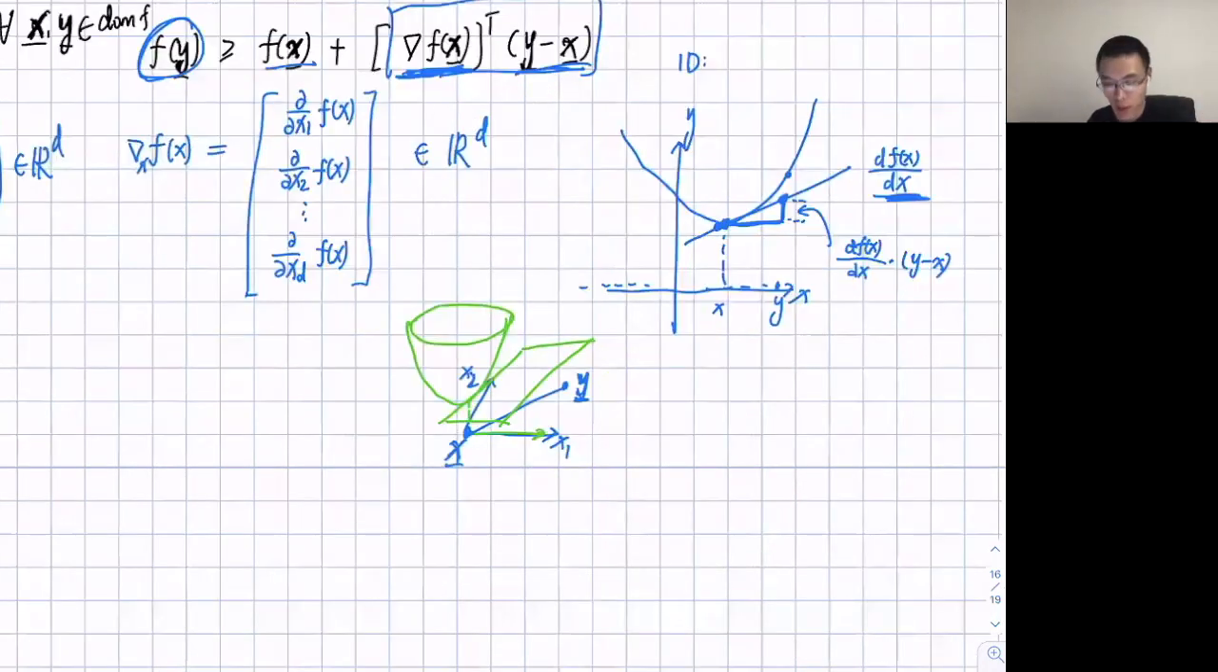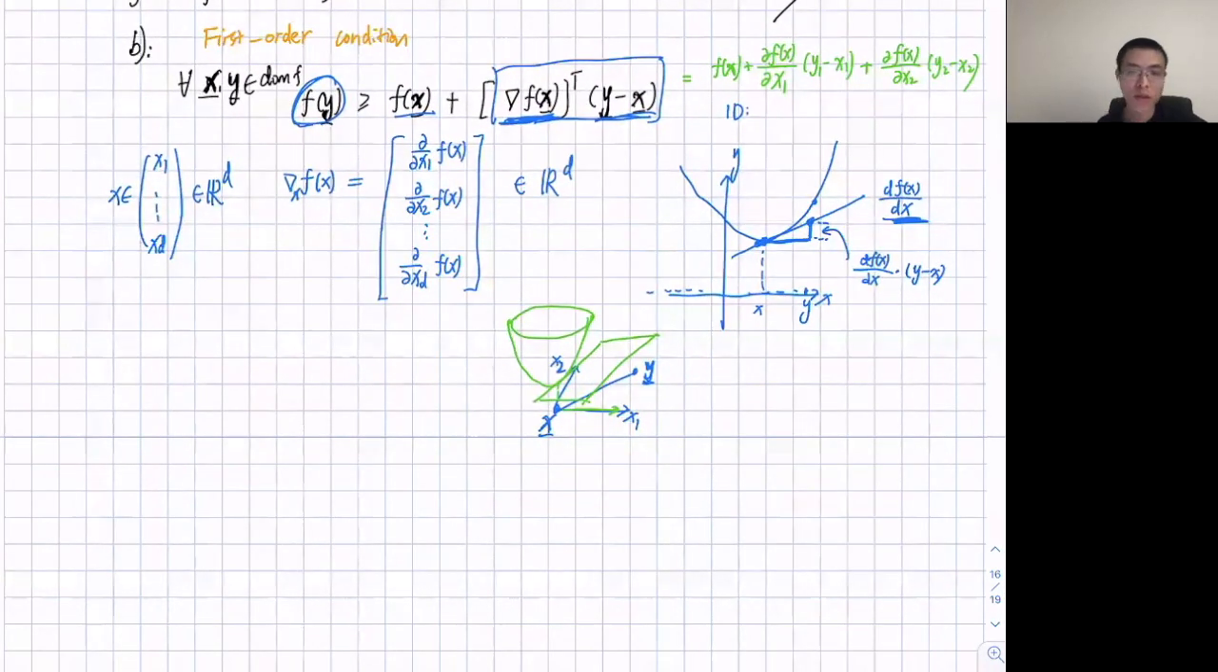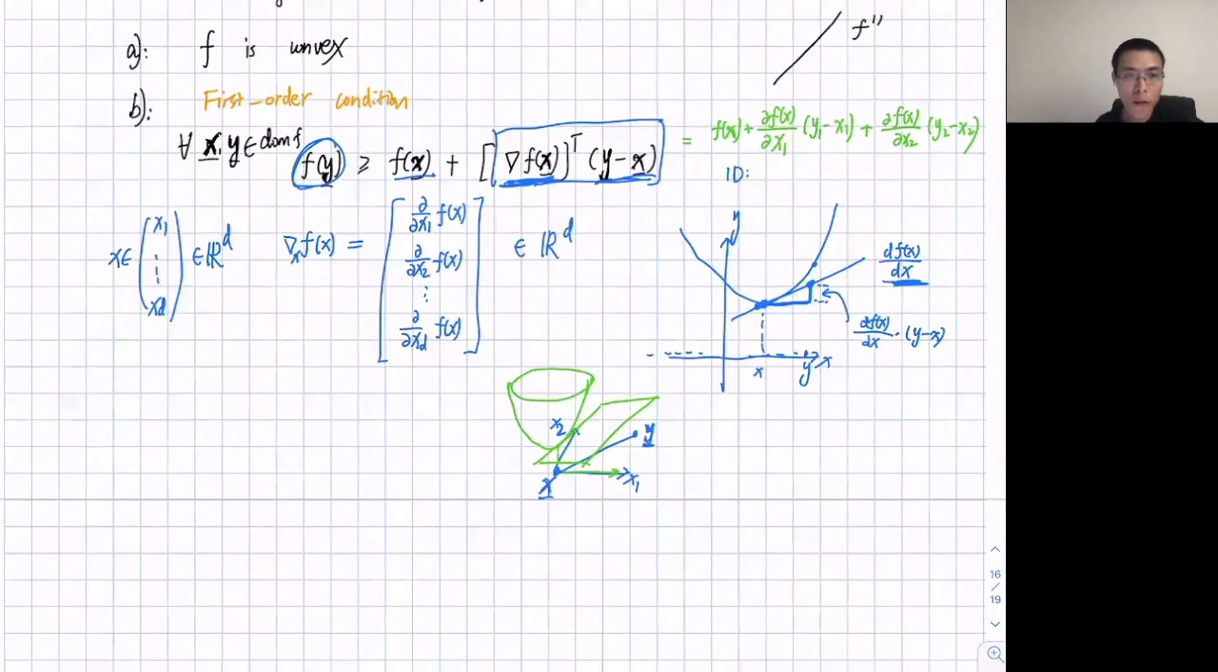So this is the multi-dimensional case. Suppose I have two dimensions, then this is f of x plus how much you would change with respect to x1 in the first dimension of x, y1 minus x1. So how much y changes from x in the first dimension, plus how much you will change in the second dimension, y2 minus x2. So this is the intuition of the first order condition. Basically it says a linear hyperplane is the lower bound of the convex function.